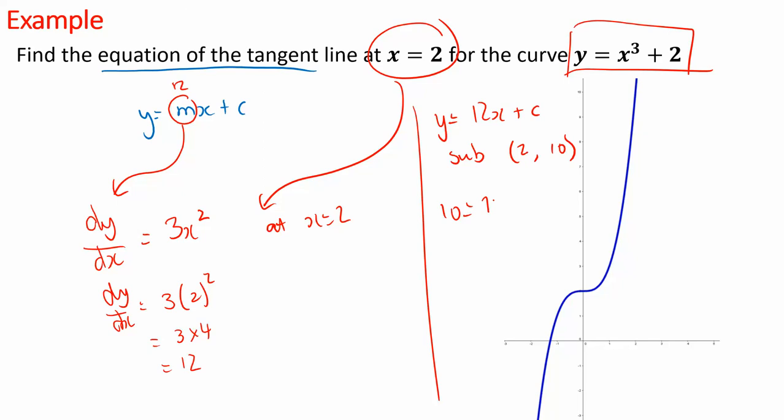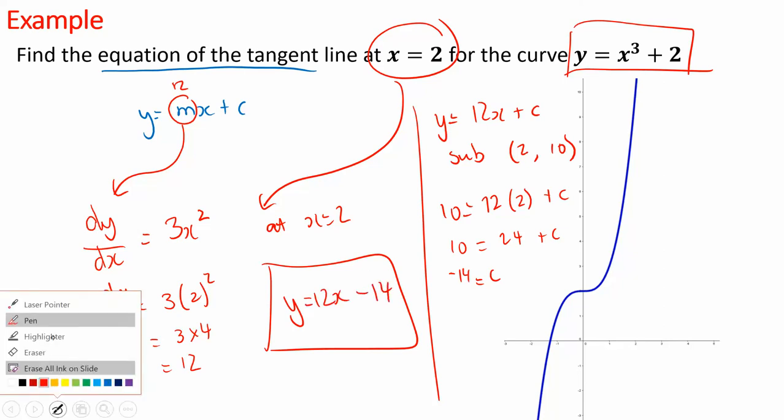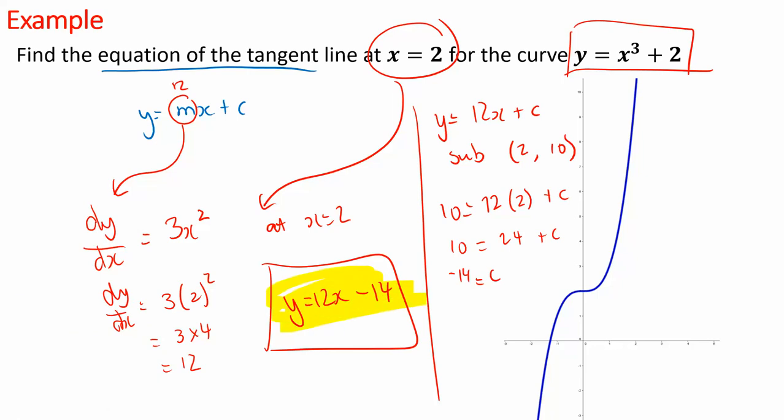There you go, 12 times 2 plus c. That's 24 plus c equals 10. And then minus that, so that's negative 14 equals c. So what's my equation? It is y equals 12x minus 14. And that, right there, is the equation of my tangent line. That's what this is all about.